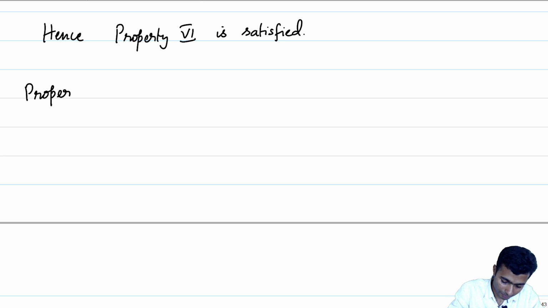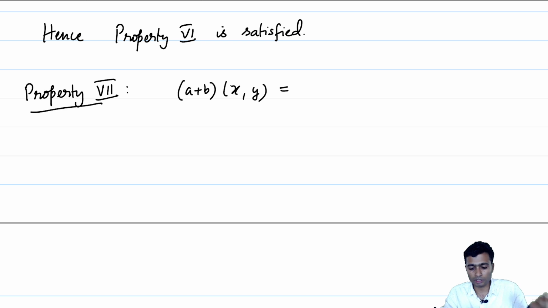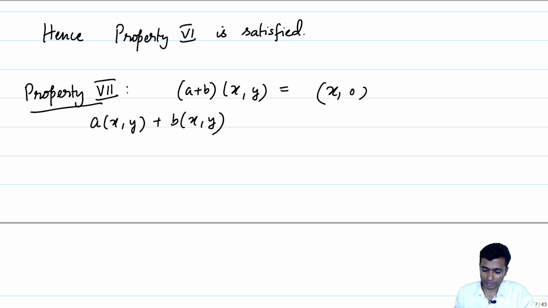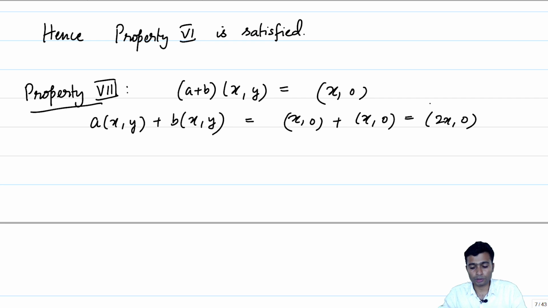How about property 7? Property 7 demands that (a + b) times (x, y), let's see what this is. It doesn't matter what a plus b is, c times (x, y) is just going to be (x, 0). And what is a times (x, y) plus b times (x, y)? Oh, this was property 8, I guess. So let me just put it here. Whether property 8 is satisfied or not, let's check. This is going to be equal to (x, 0) plus (x, 0), which is actually equal to (x + x, 0), which is (2x, 0), right? So if x is non-zero, then this is not going to get satisfied.